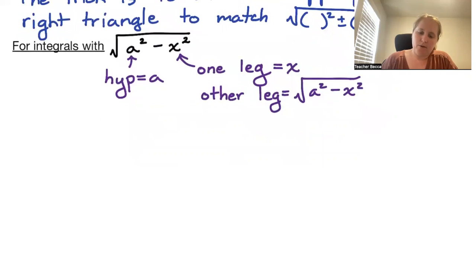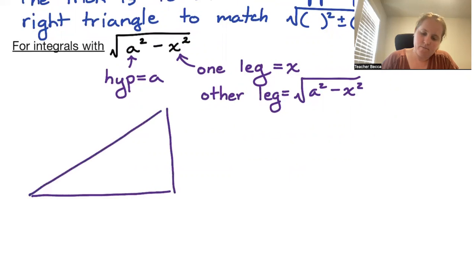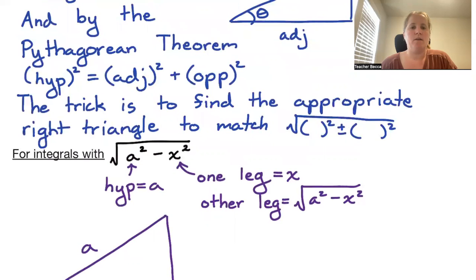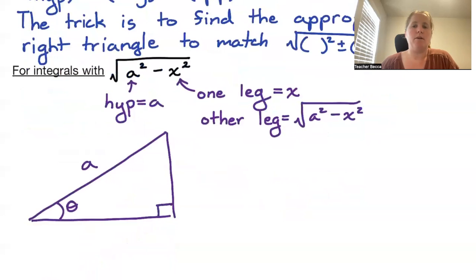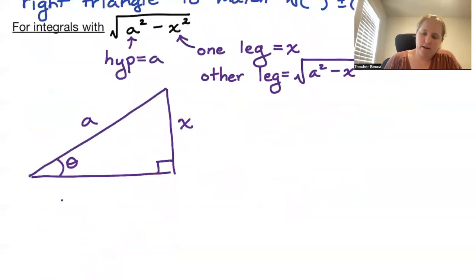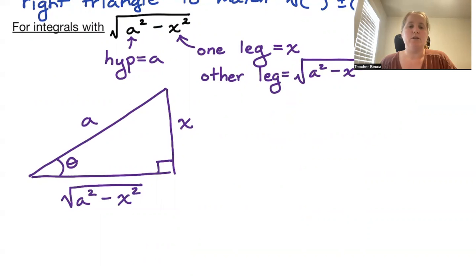So if we go to set up our right triangle, we have our angle theta. We know the hypotenuse here will be a. Again, Pythagorean theorem: if we have a subtraction inside our square root, that means that we've done hypotenuse squared minus either adjacent squared or opposite squared. So that a is our hypotenuse. We are going to go ahead and just let x be our opposite, and we'll take the square root of a squared minus x squared to be our adjacent.